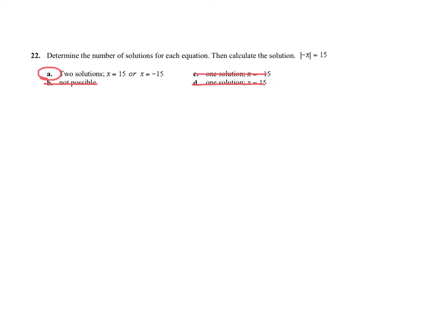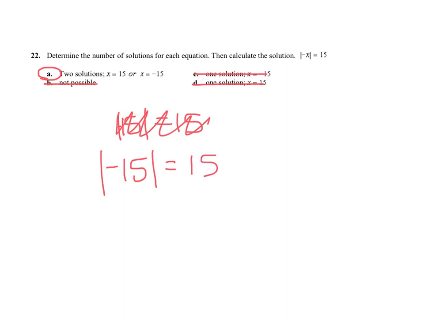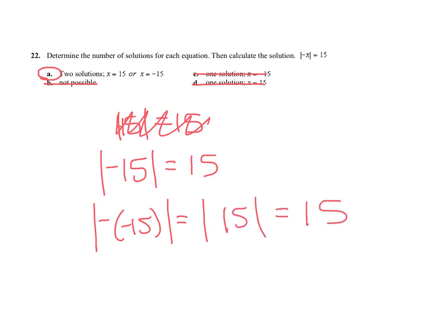Because we could put a positive 15 inside the absolute value, and we would have gotten a 15. Sorry, there's a negative sign in there. Let me erase that. So absolute value of -15 equals 15, and then absolute value of positive 15 is 15. So in both cases, we still get 15, and that's why we have 2 solutions.